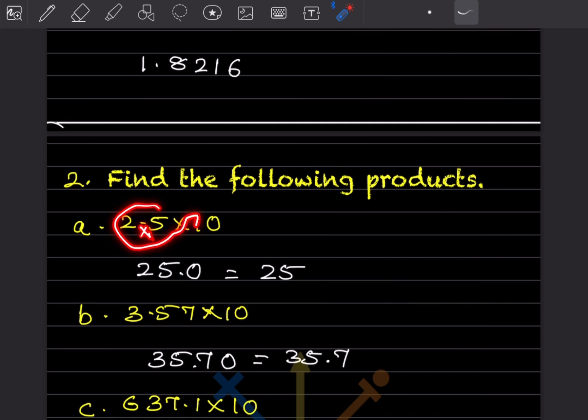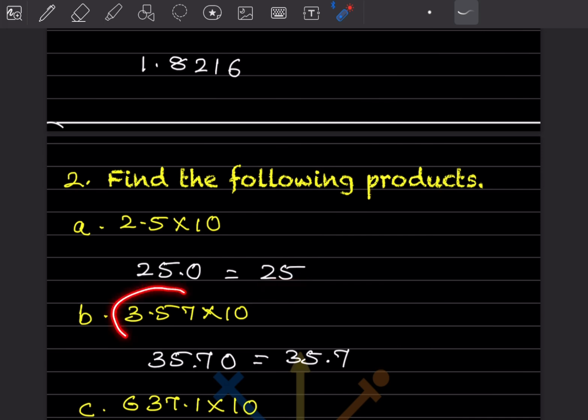Again here, forget about the decimal. 25 into 10, you know that is 250. You will write here 250. So after one number, you will go backwards and put a decimal over here. According to whichever you feel easy, this is one of the ways to put a decimal point, going from right to left. So the answer is going to be 25.0, which means 25.